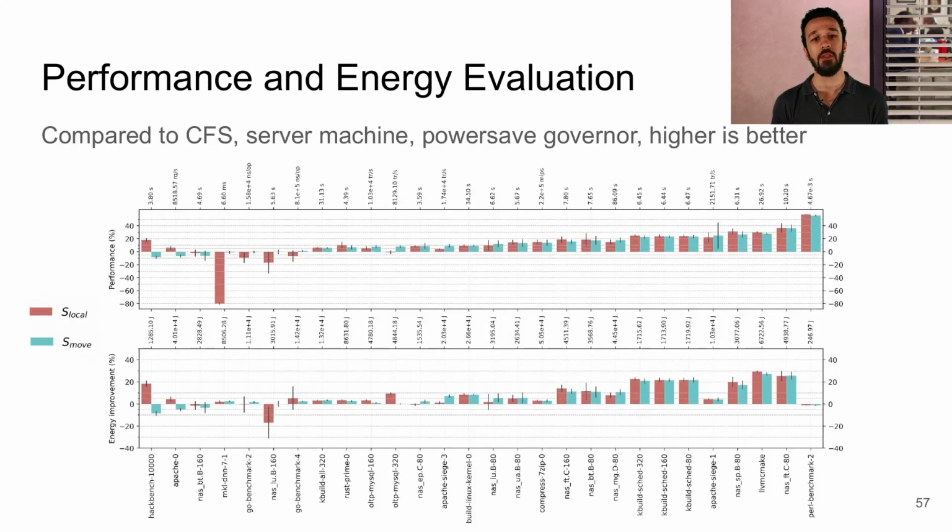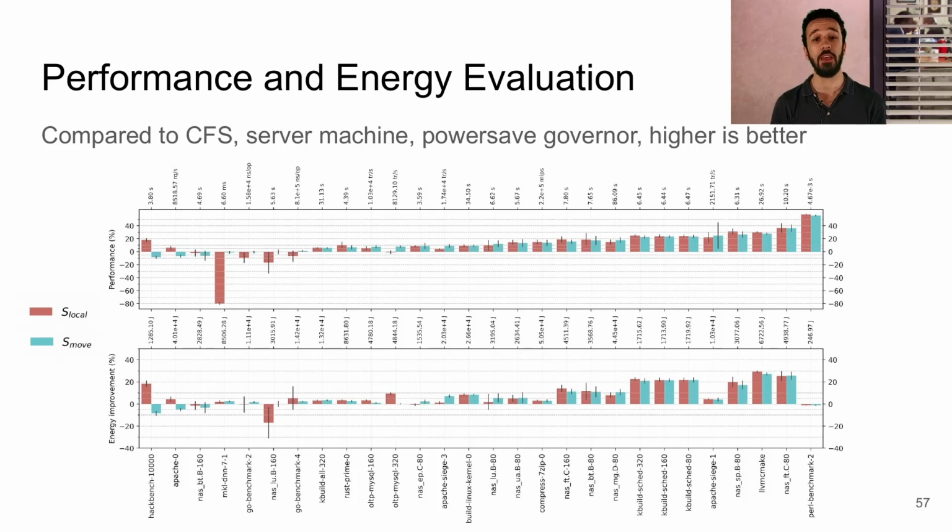Here are the performance and energy improvements of S-local in red and S-move in blue as compared to CFS on the Intel machine with the PowerSave governor. Whatever the metric, higher is always better. We do not display all 60 applications because it would be unreadable. We only show the subset of applications with more than 5% difference in terms of performance with CFS.